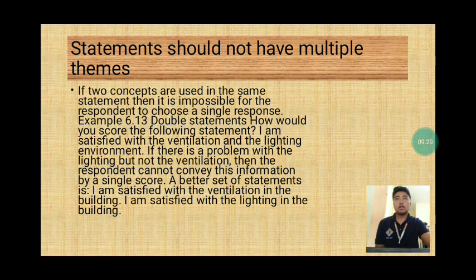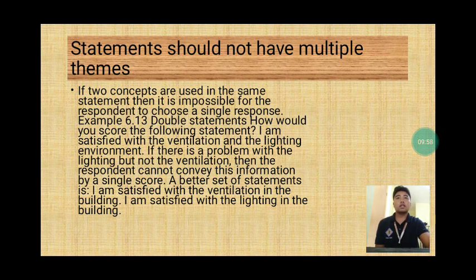Statements should not have multiple things. If two concepts are used in the same statement, then it is not possible for the respondents to choose a single response. So, double statements: how would you score the following statement? I am satisfied with the ventilation and the lighting environments.